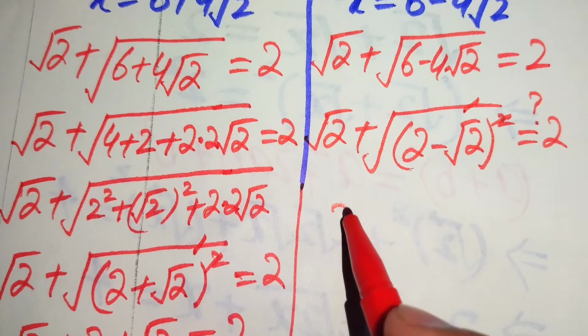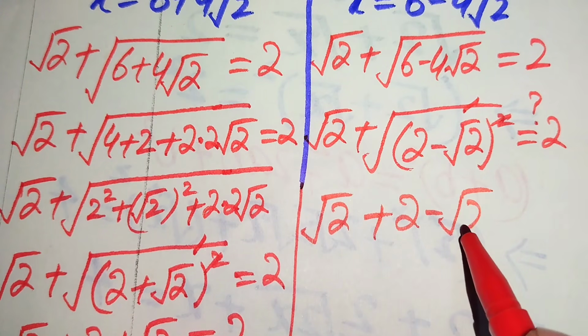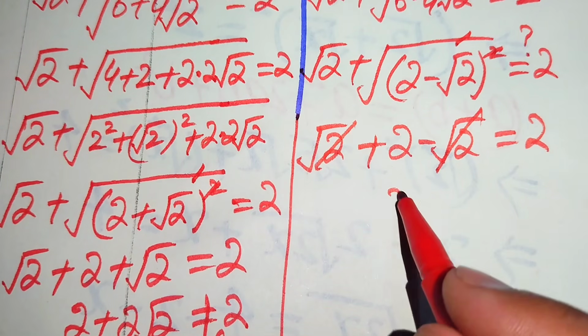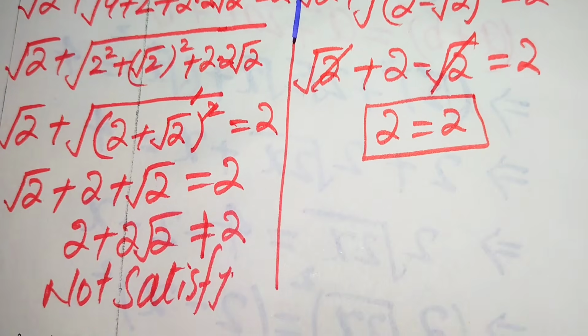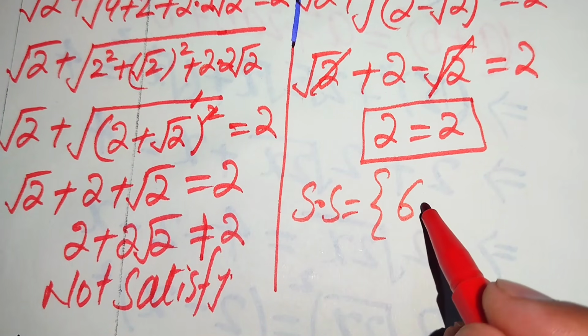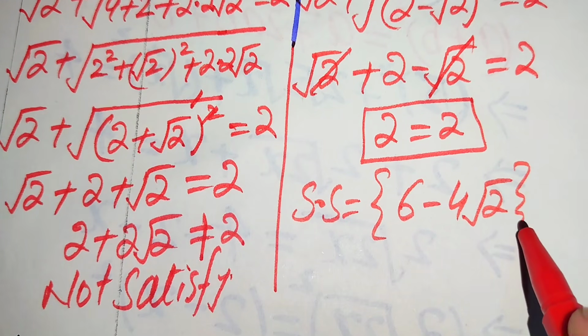The square and square root are gone, and we get square root of 2 plus 2 minus square root of 2 equals 2. So this and this are gone, and we get here 2 equals 2. So this shows that both of the sides are equal. And finally, we have the solution set of the given question, which is only 6 minus 4 times square root of 2.